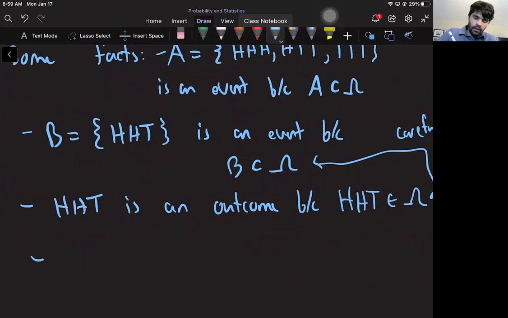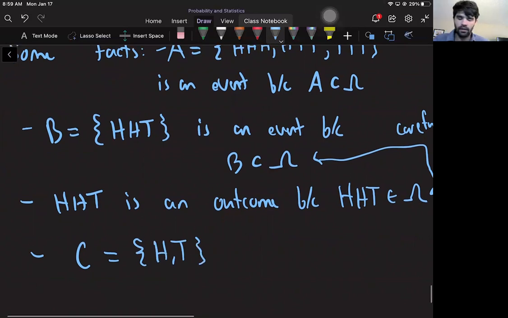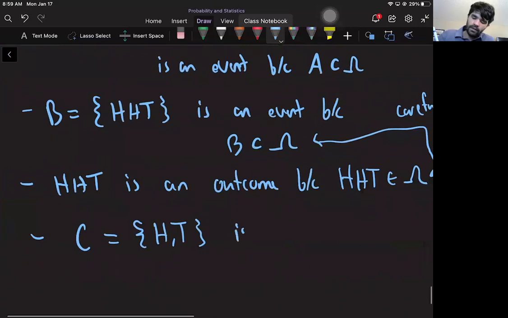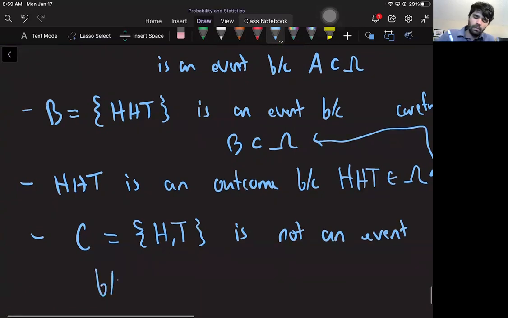Let's do another one. So C equals this, H comma T. This is nothing, right? This is not an event, and it's also not an element. Why is it not an event? Yes, it's a set, but it's not a subset. So you could write C is not a subset by crossing out the subset notation of omega.